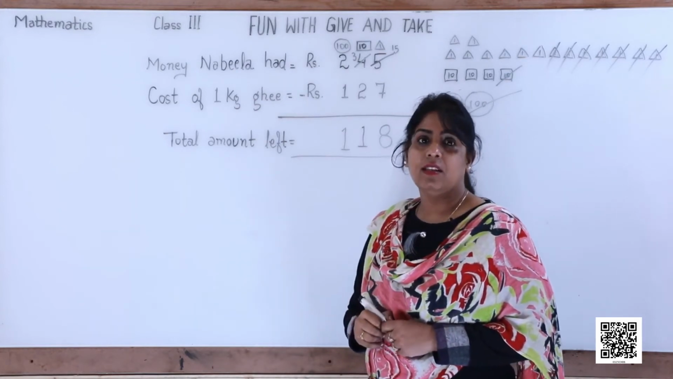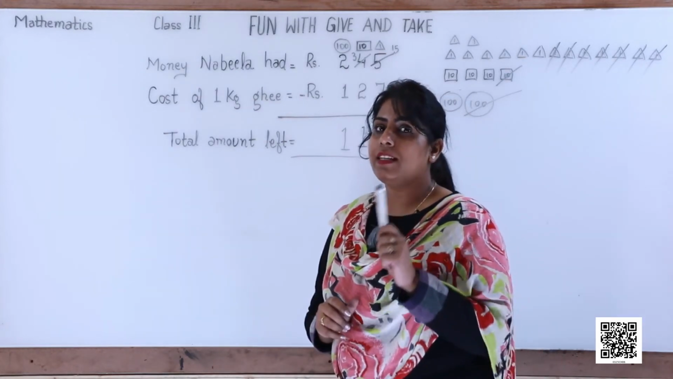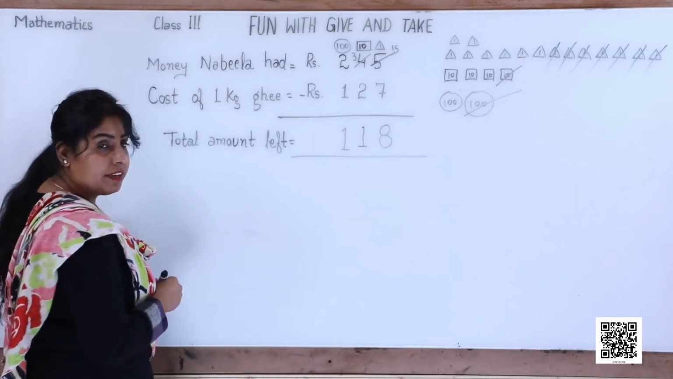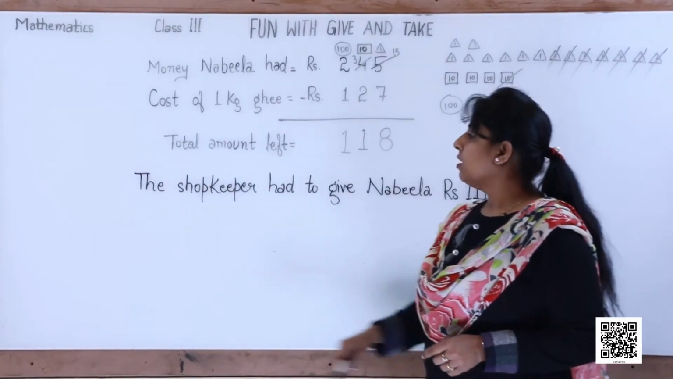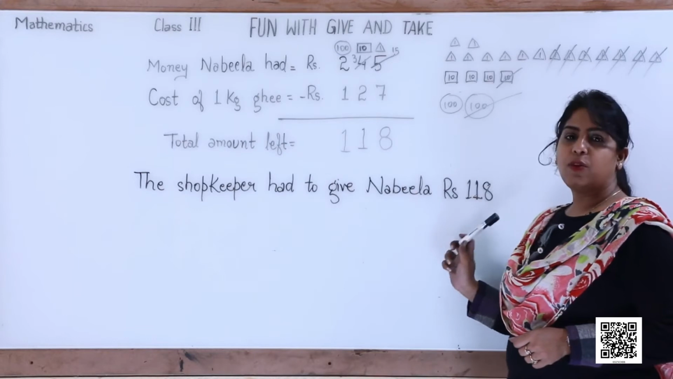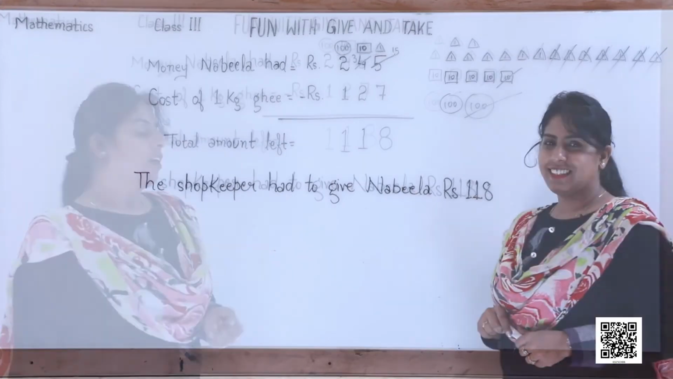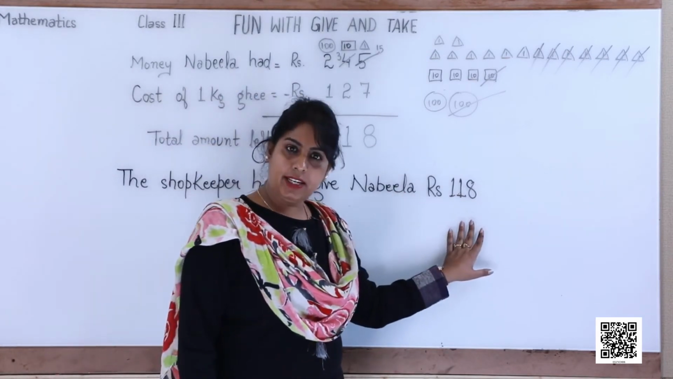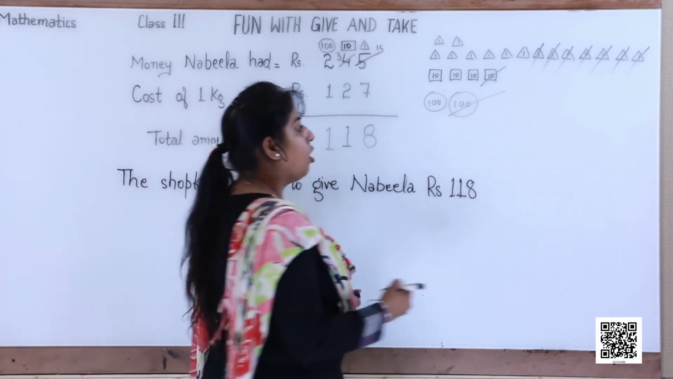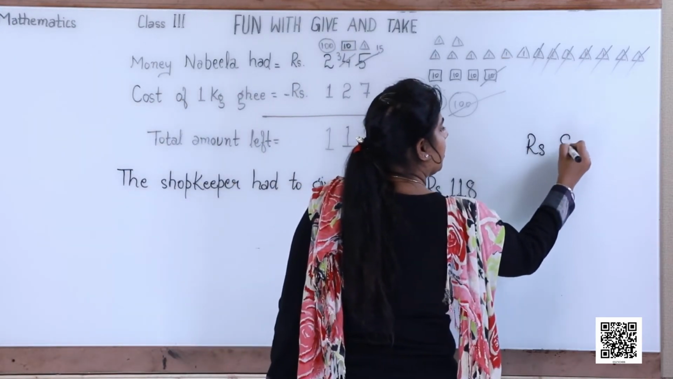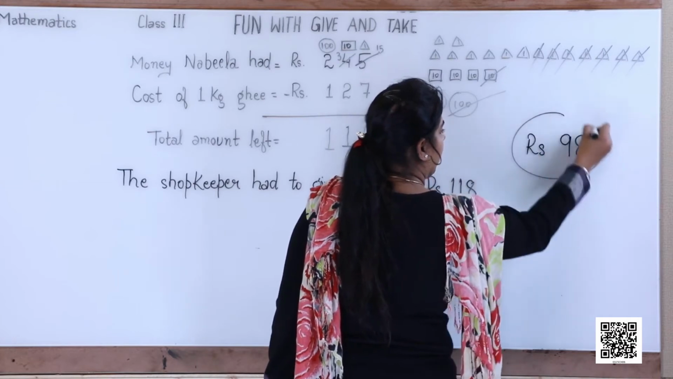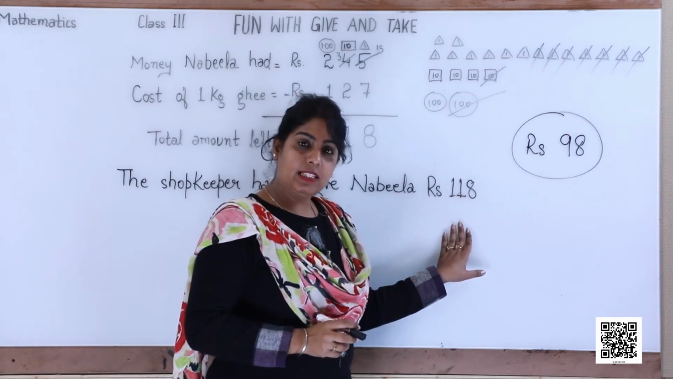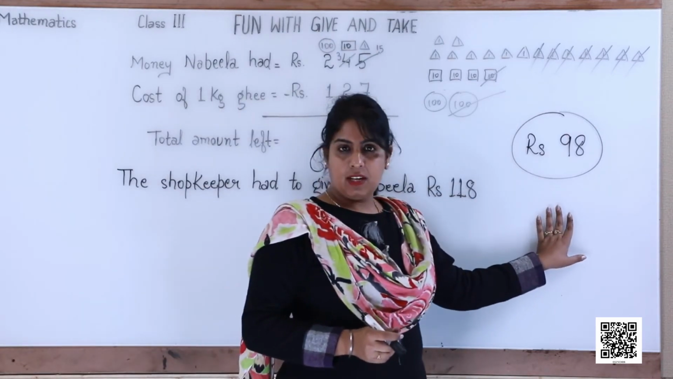But remember, how much amount did the shopkeeper return to Nabela? You remember that? It was rupees 98. Let's do that also, how much loss she was facing. The shopkeeper had to give Nabela rupees 118. Now dear children, since I am saying the shopkeeper had to give Nabela rupees 118, but you remember shopkeeper actually gave rupees 98 to Nabela, right? So there is a difference in my answer, what I say, and the shopkeeper's answer, right?